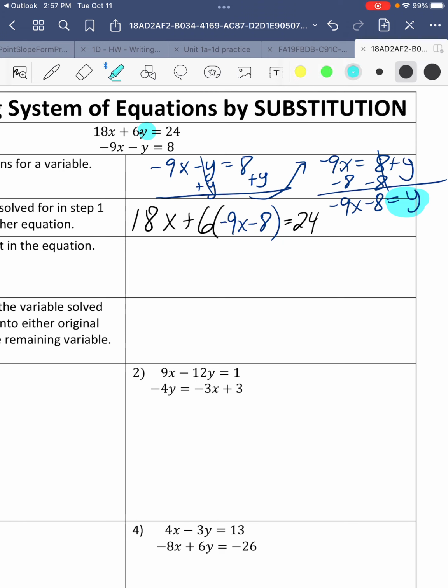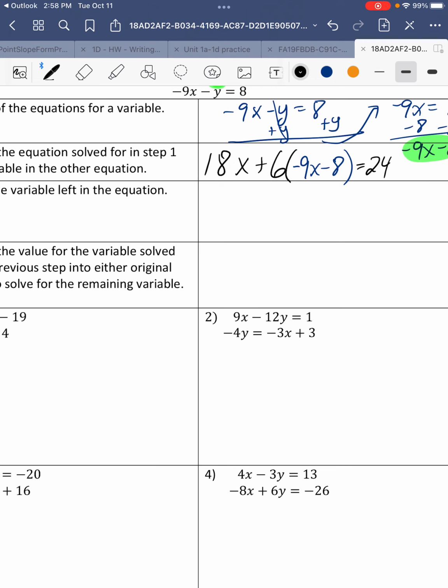So I took what the y equals. The y equals negative 9x minus 8, and I replaced the y with negative 9x minus 8, because that's what y equals. So the y up here we're going to replace with negative 9x minus 8. Now we're going to solve for the variable. So I'm going to solve this equation.